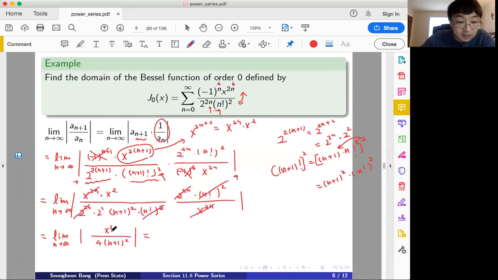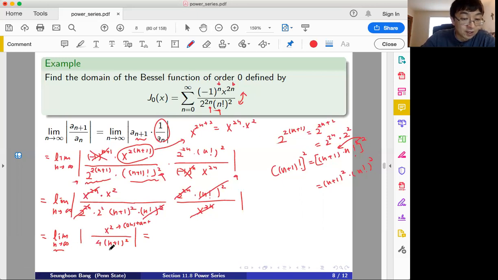Here, what is x squared? X squared is like a constant. You plug in 5, then x squared is 5 squared, like 25, a constant. This is constant.